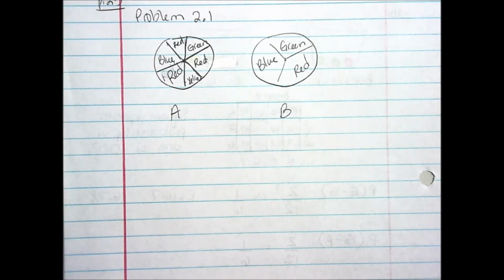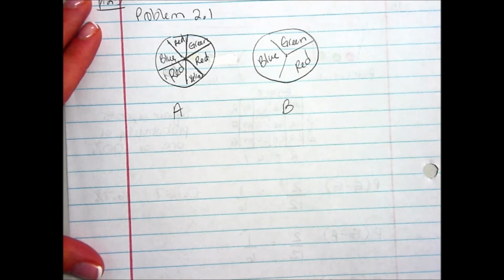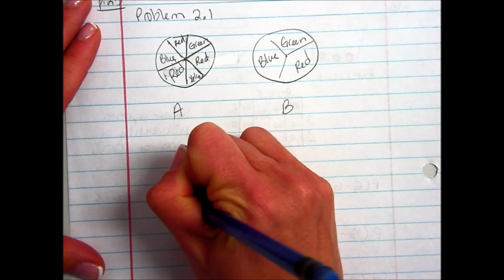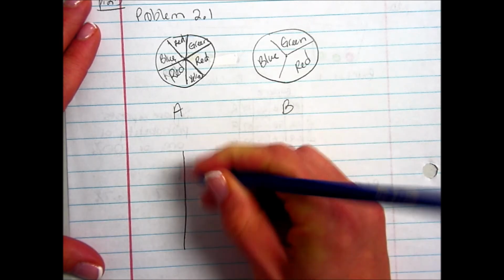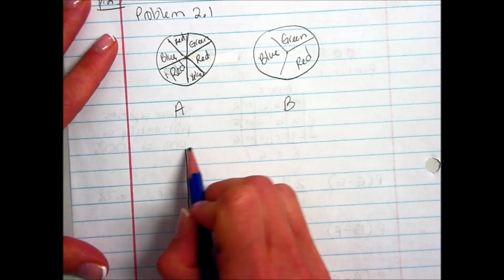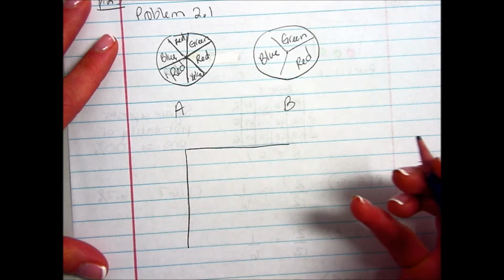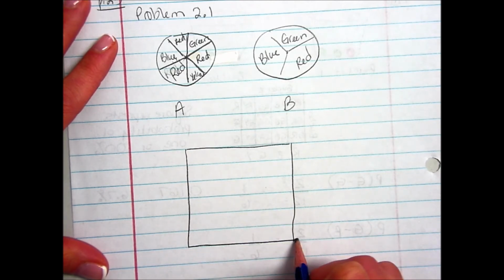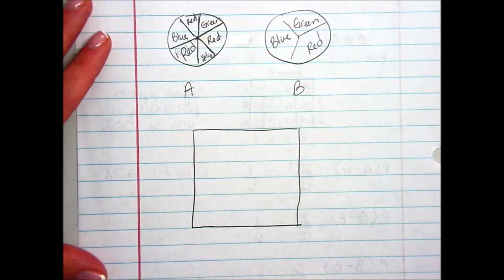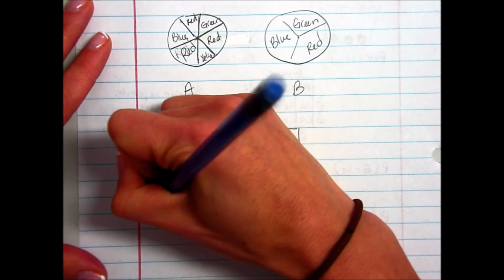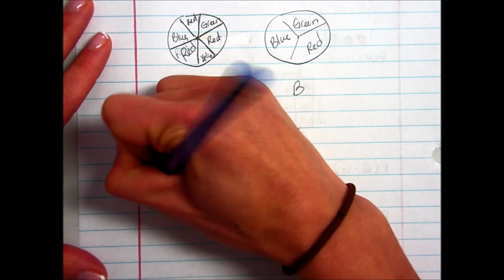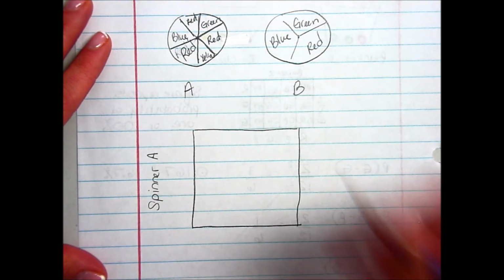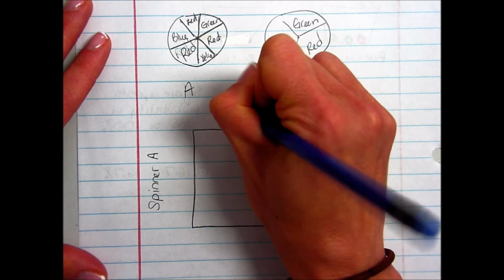So if you draw your, let me see how many we're going to need. 1, 2, 3, 4, 5, 6. Draw your square. Okay, this will be for spinner A, and this will be for spinner B.